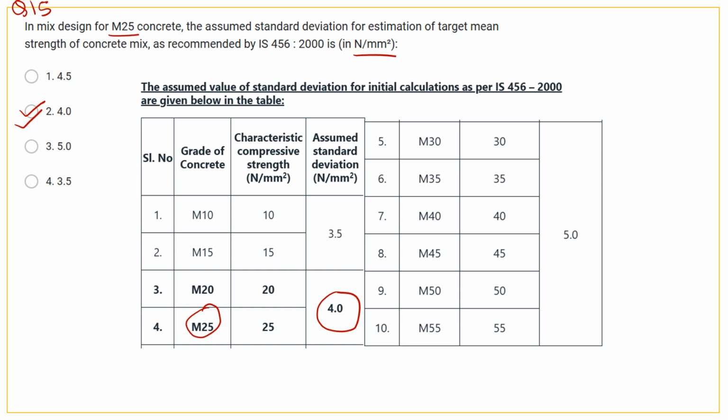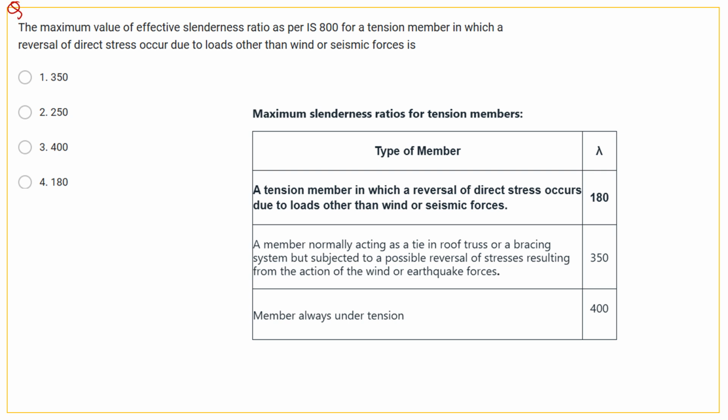The next question is question number 16. The maximum value of effective slenderness ratio as per IS 800 for a tension member in which the reversal of direct stresses occurs due to loads other than wind and seismic load.